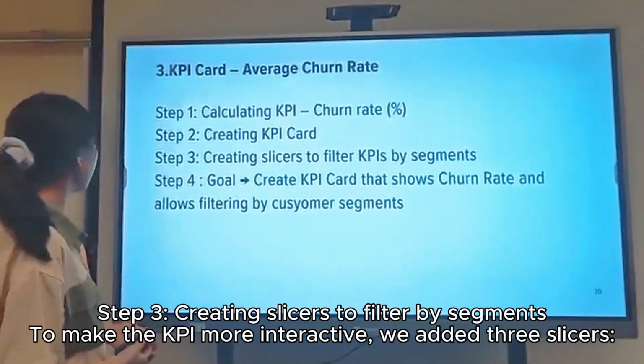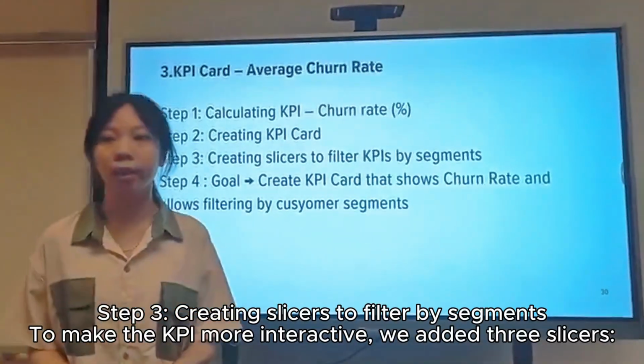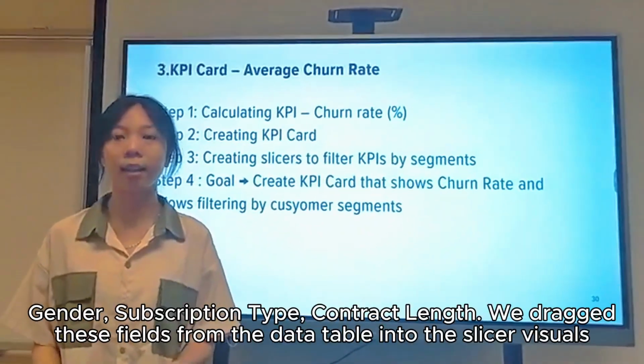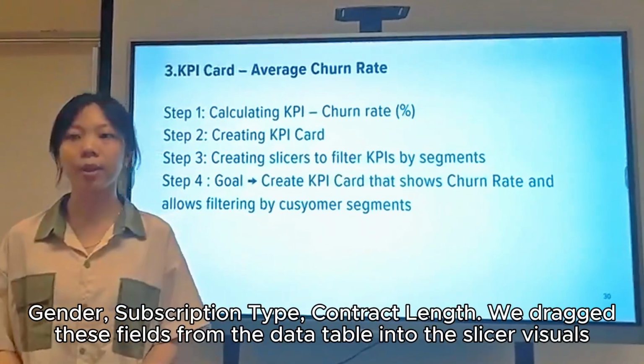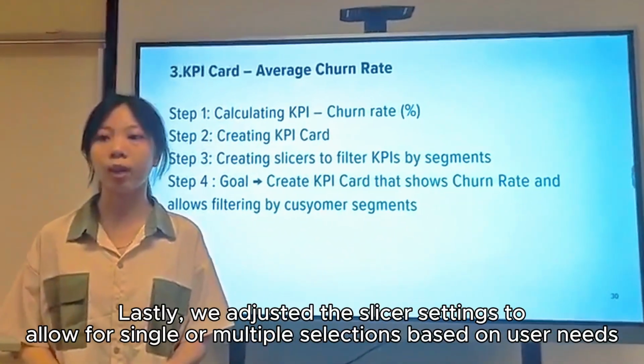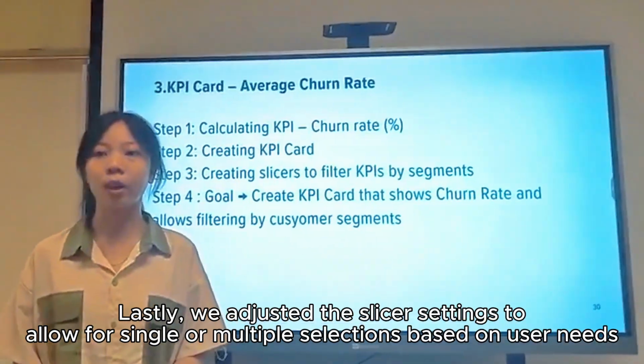After that, step 3, creating slicers to filter the KPI. To make the KPI more interactive, we add 3 slicers: gender, subscription type, and contract length. We drag the fields from the data table into the slicer visual. Lastly, we adjust the slicer setting to allow single or multiple selections based on user needs.